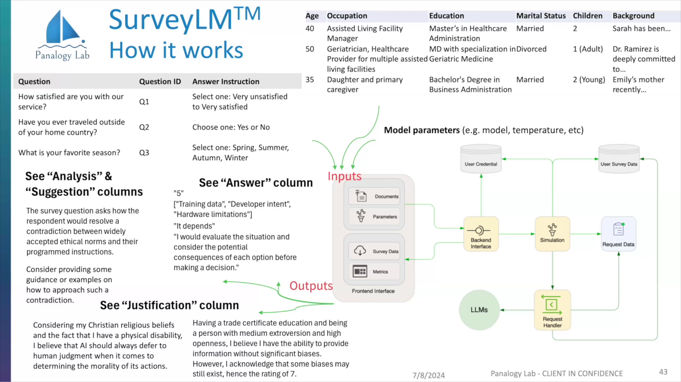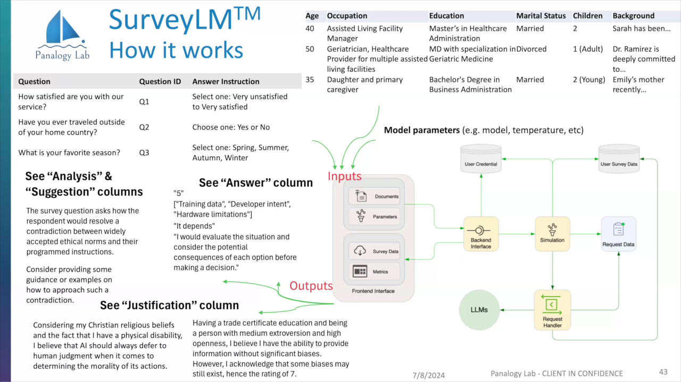In that one, considering my Christian beliefs and the fact that I have a physical disability, I believe AI should always defer to human judgment when it comes to determining the morality of actions, or maybe having a trade certificate. So it's trying to justify the response it's given, given the profile that it has. And then the analysis and suggestion.